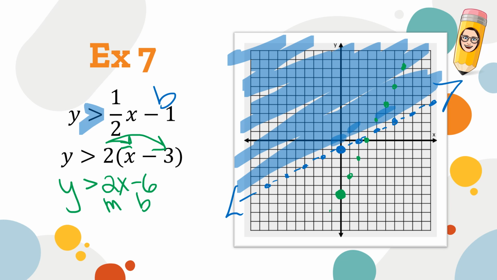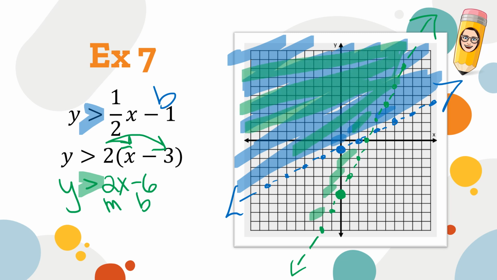It doesn't matter because we care about the shading for inequalities. So what matters is that I see dashes and the shading. The symbol says greater than. Greater than means above each dot. So let's go shade above the entire green line.